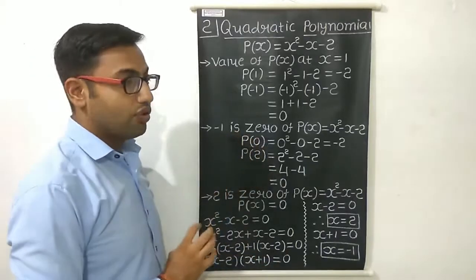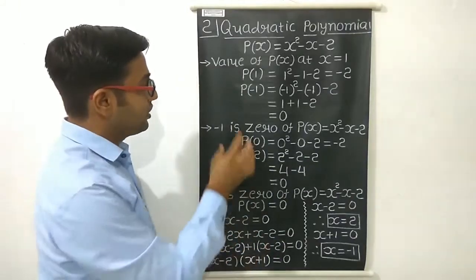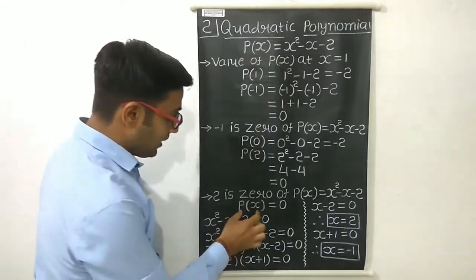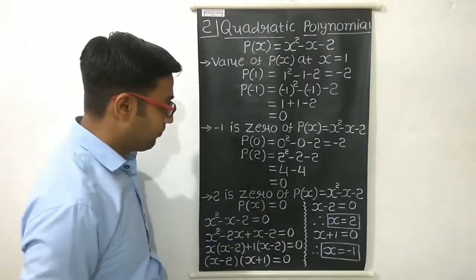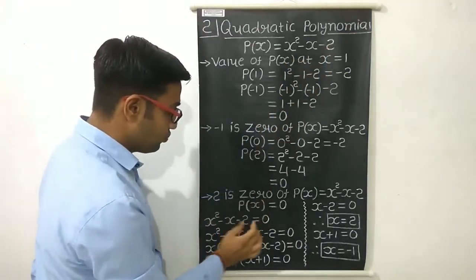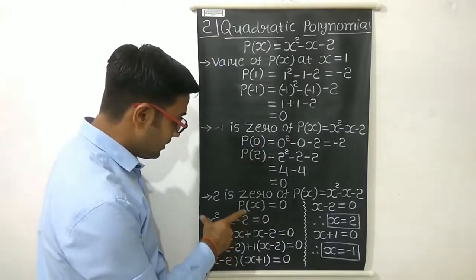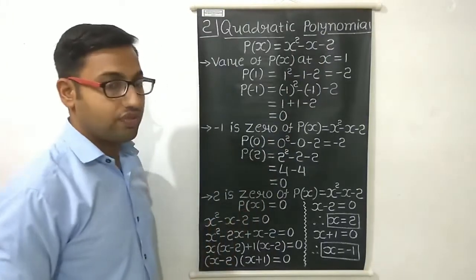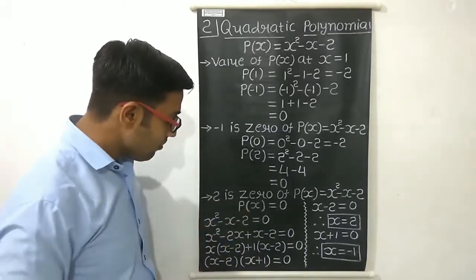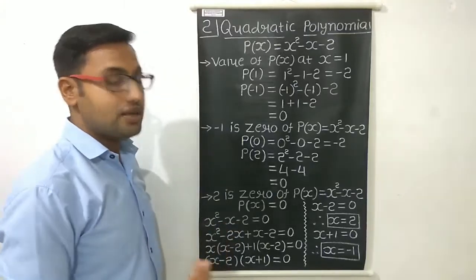Again, to find the 0, we do not have to process it this way. We can find the 0 of the polynomial by taking p of x equals 0. So by taking p of x equals 0, instead of p of x we put x square minus x minus 2 equals 0. Now we have to factorize these three terms. You have already studied how to factorize this. To factorize this, we have to use the splitting the middle term method.